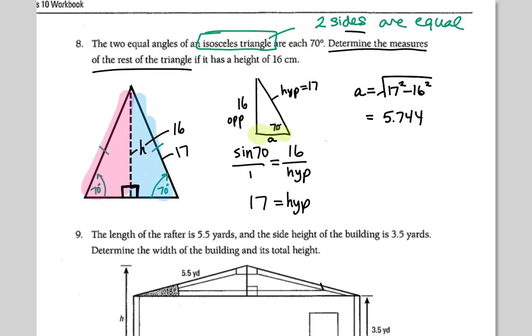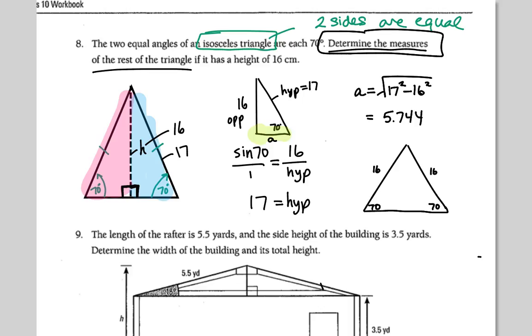So they want us to determine the measures of the rest of the triangle. So let me just redraw this triangle so it's less messy. So we know that's 70, that's 70, this is 16, this is 16. And I know that the half distance is that 5.744. So I'll times that by 2, and I'll round it up. I got 11.5 for the full distance across.